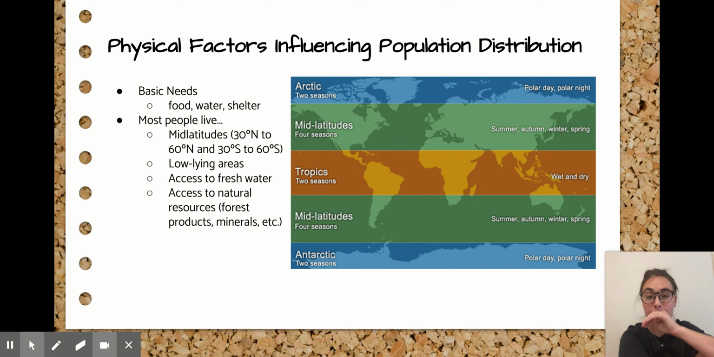And so what I'm showing you here is that most people live in what we call the mid-latitudes. And you're going to need to know what those are. But the mid-latitudes are from 30 degrees. They're on lines of latitude, if you couldn't tell. But it's from 30 degrees north to 60 degrees north, and from 30 degrees south to 60 degrees south. Most of the world's population can be found within those lines of latitude because they're low-lying areas. They have access to fresh water and access to natural resources.